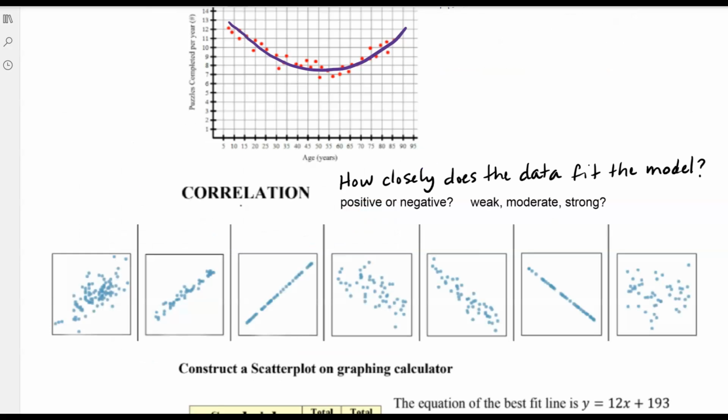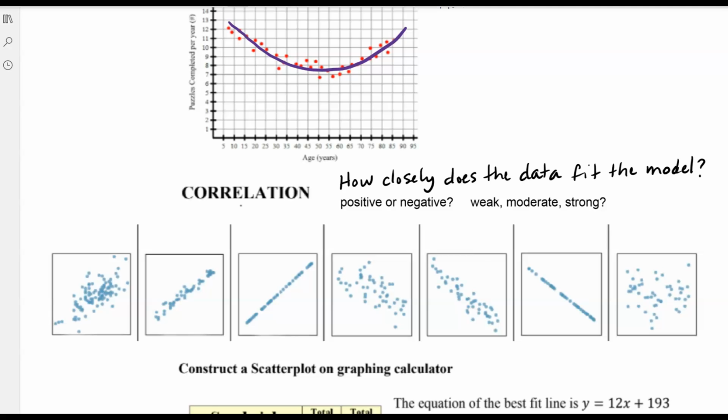One word that's often used to categorize scatter plots is correlation. Correlation just refers to how closely the data fits the model. In our case, we're looking for how close does it fit a line, because we want the best fit line to be our model. But it doesn't have to be a line, it can be a different shape. We can talk about the correlation as being positive or negative, and that refers to the slope of the line. We can also talk about weak, moderate, or strong correlations.